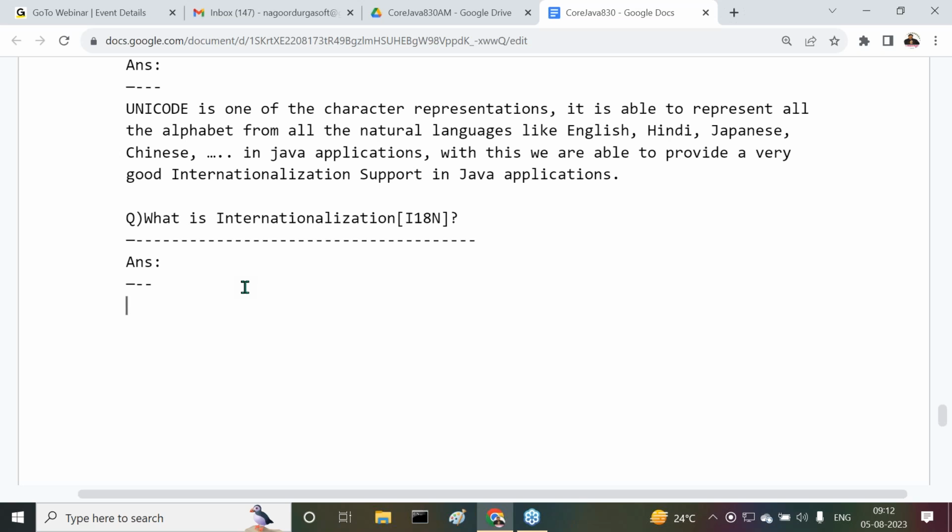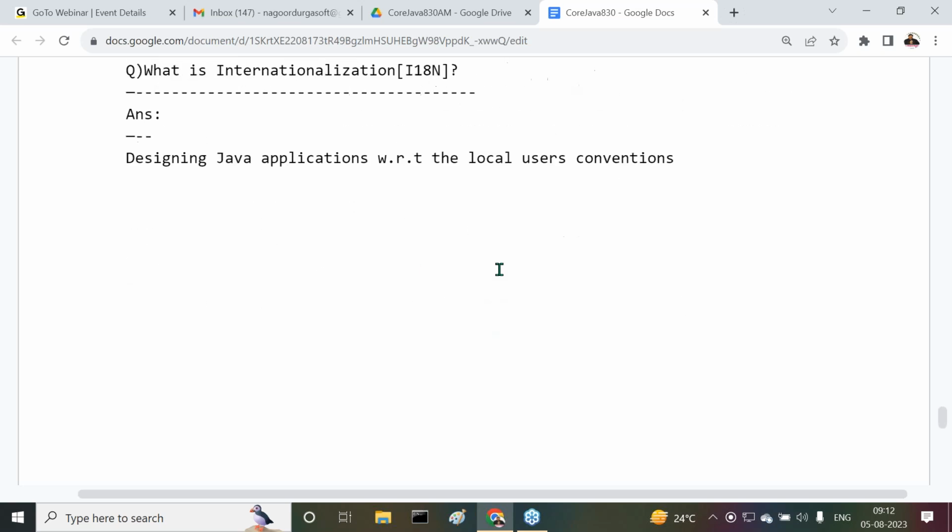Understand my point here? Designing Java applications with respect to the local users' conventions is called internationalization. Observe carefully. What is the point I'm telling?